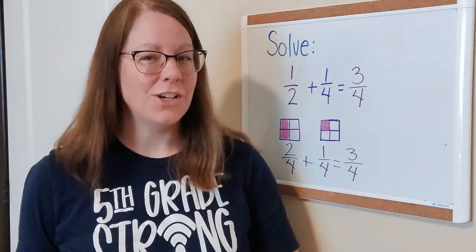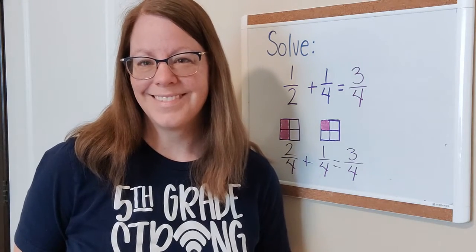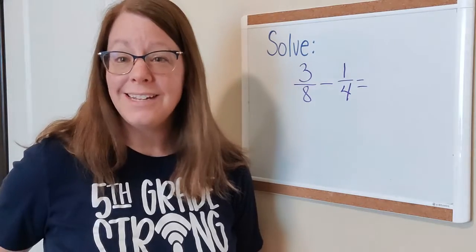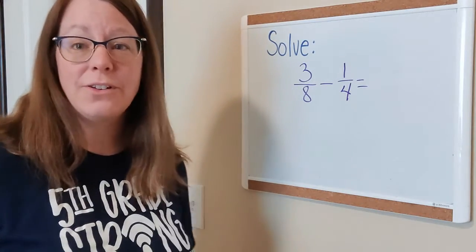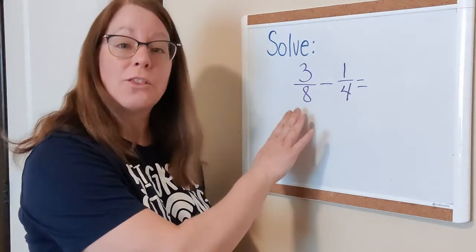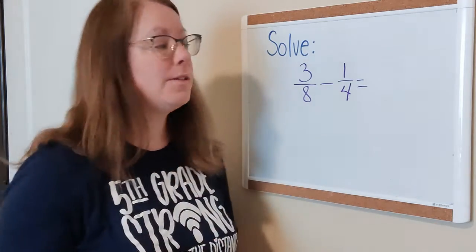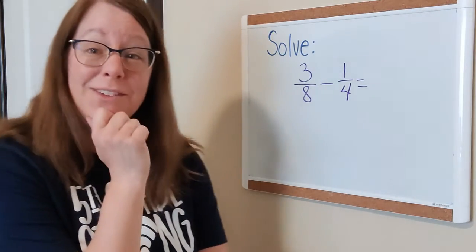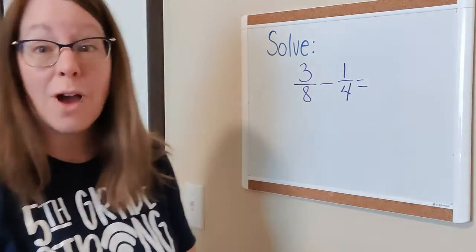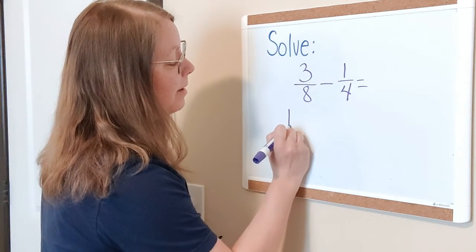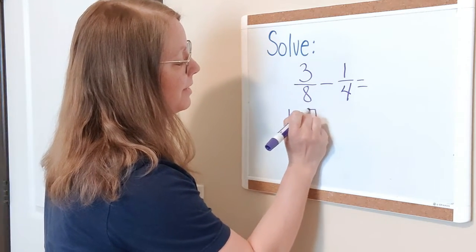Let's do some subtraction this time. All right, now let's try subtracting some fractions with different denominators. Let's subtract 3/8 minus 1/4. Again, we have different denominators. I'm going to go ahead and draw my area models, remembering that I need my models to be the same size.